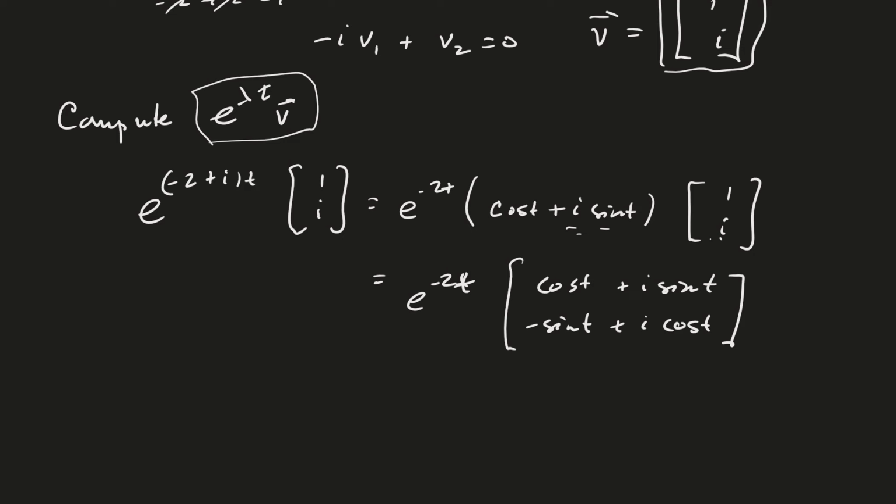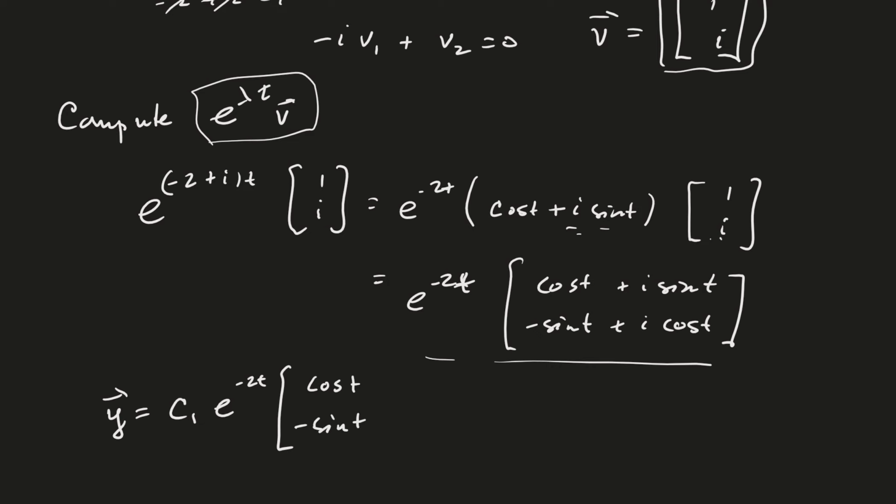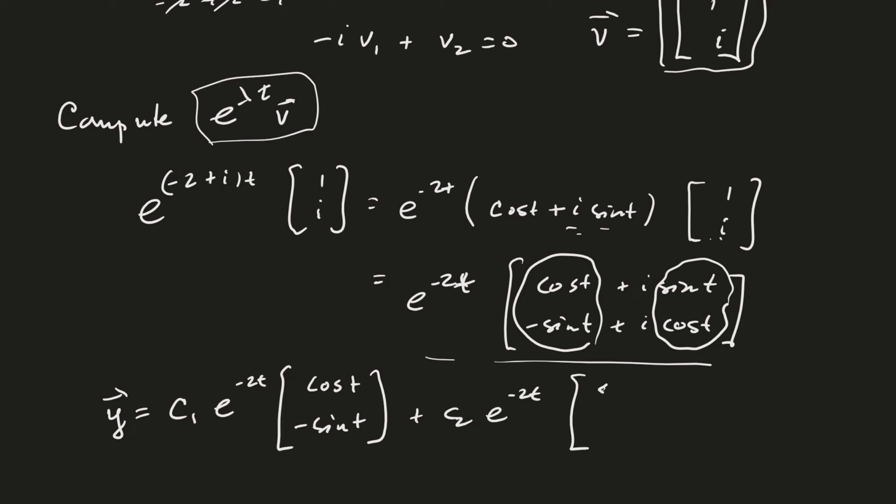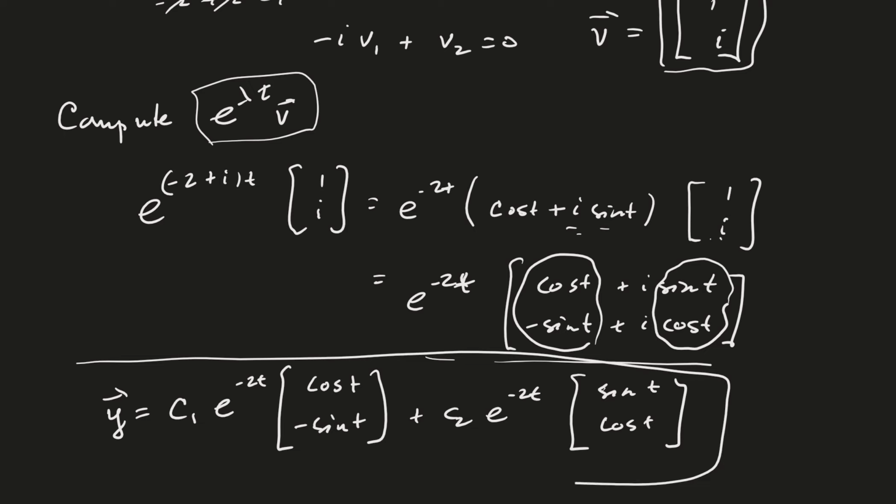Now I get my two fundamental solutions to the differential equation from this. My full solution will be c1 times the real part of this expression, which is e to the minus 2t times the real part, cosine of t, minus the sine of t, that's that first column here, plus c2 times the imaginary part of this expression, sine of t, cosine of t. Good. And so this is my solution to the system of differential equations.